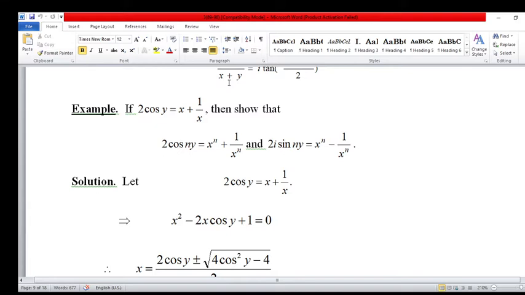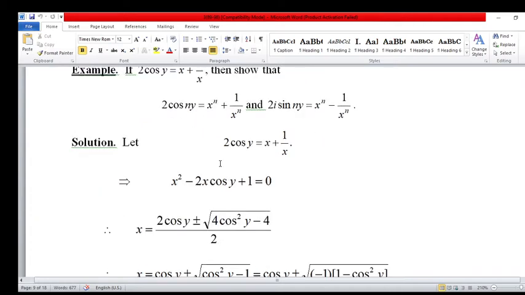Here we have already seen this example. If 2 cos y is equal to x plus 1 upon x, then 2 cos ny is equal to x raised to the power n plus 1 upon x raised to the power n, and 2i sin ny is equal to x raised to the power n minus 1 upon x raised to the power n. This is already seen.